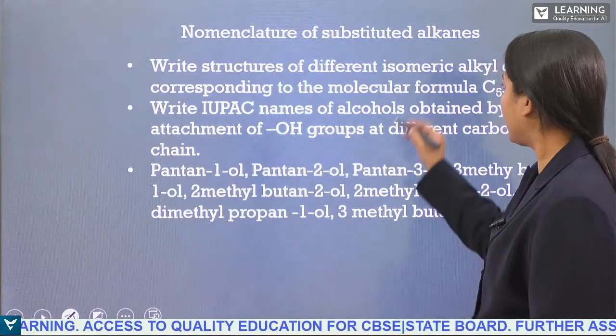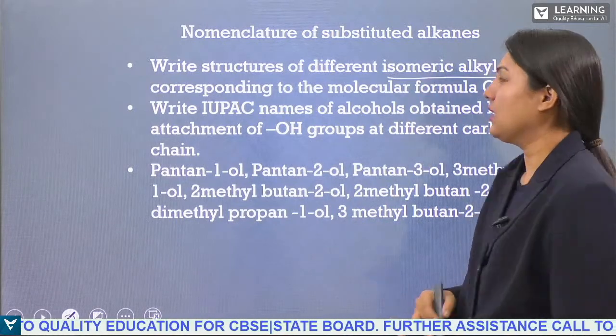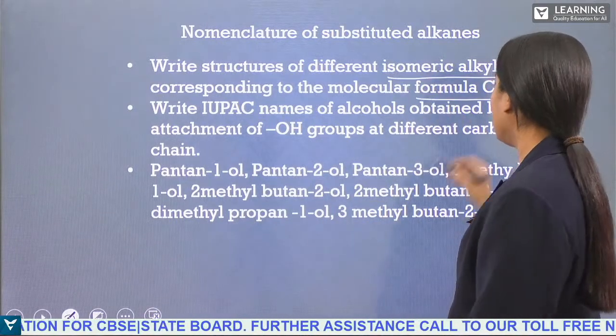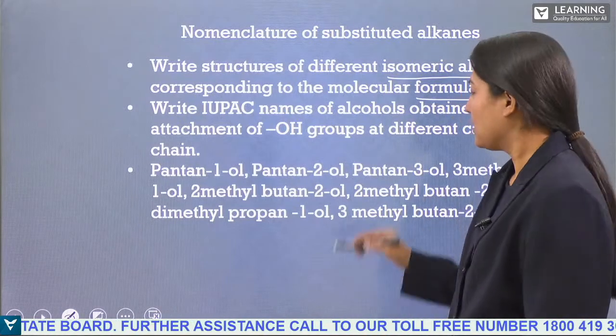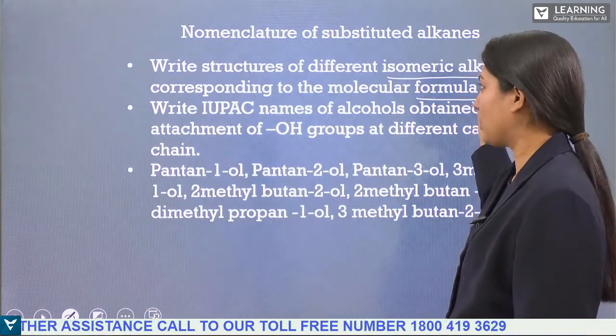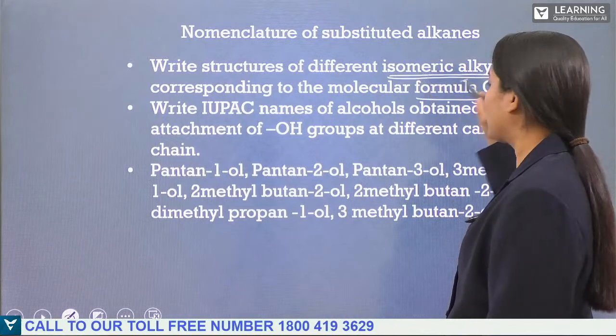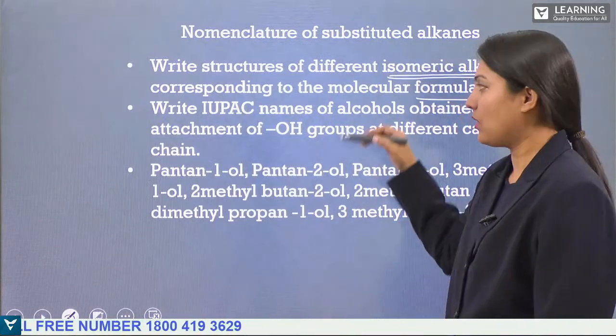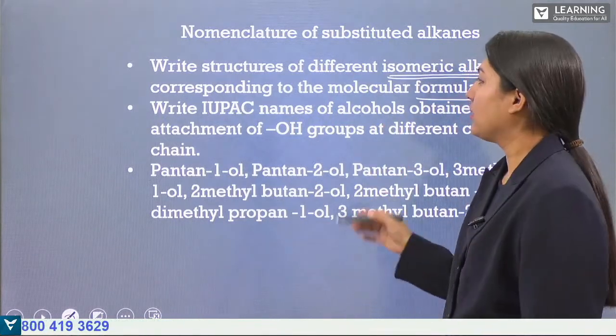Write structures of different isomeric alkyl groups corresponding to the molecular formula C5H11. So this is the pentyl group. For that, we need to write the isomeric alkyl groups. And this is the homework, students. You can just go through that.